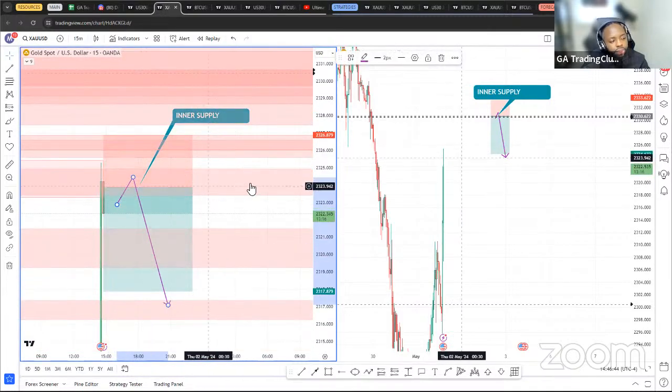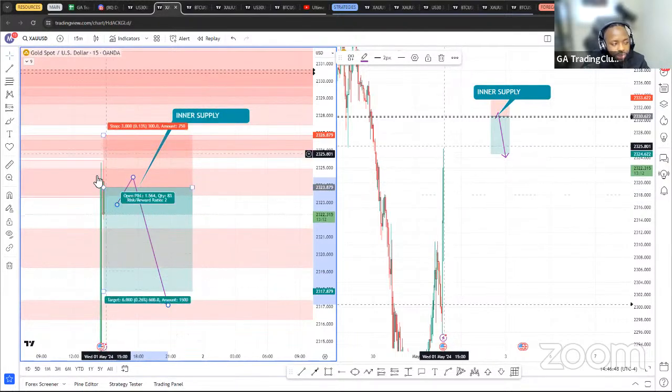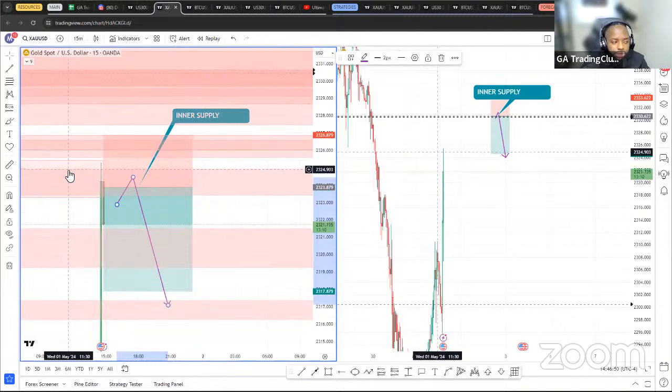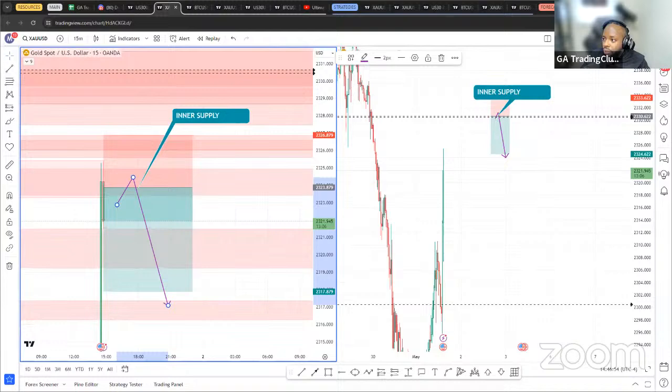So compare this to the previous 15-minute. The other 15-minute got wiped out almost instantly. This one held. So this is perfect. So almost at a 1:1 risk to reward for me. So make sure you set break even.